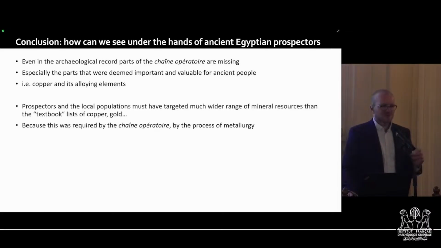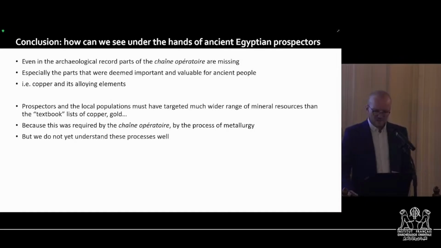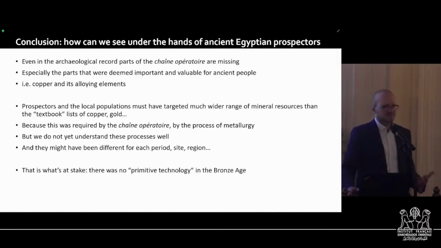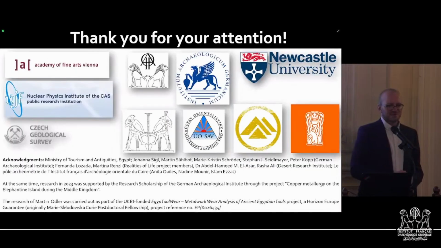It's not only about these textbook arrows of Egyptians or local populations going to the desert, getting the stuff that is important, and then going back. Of course, Julian showed very well how this was complex, and well, many papers here at the conference. And we do not yet understand these processes well. So they might have been different for each period, site, and region. So what's really at stake is that we can finally bury this notion of primitive technology, because it was not primitive technology. Thank you for your attention.